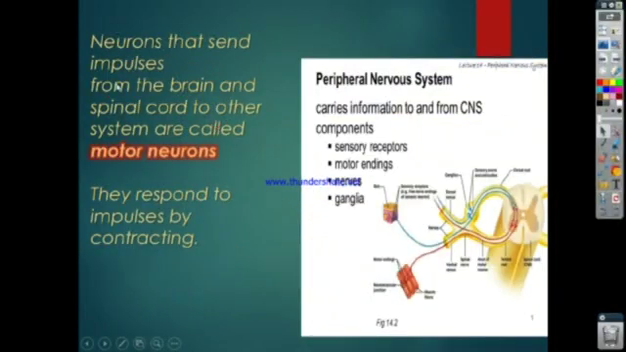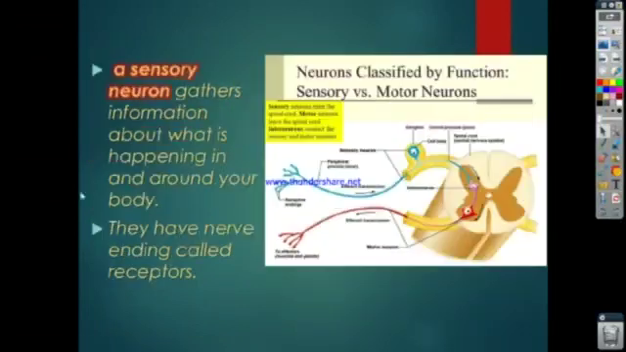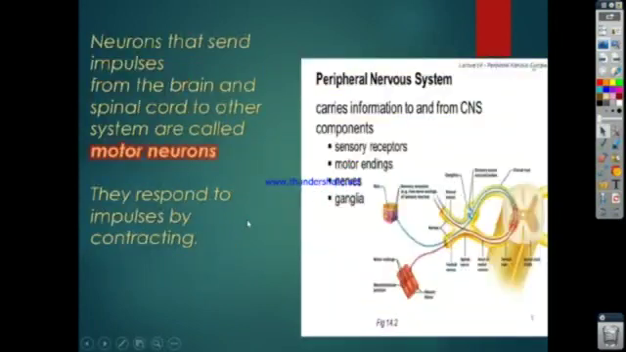Neurons that send impulses from the brain and the spinal cord to other systems are called motor neurons. They respond to impulses by contracting. For example, a motor neuron causes the muscle around your eye to contract when you are in bright light. So we have sensory neurons with those receptors, and motor neurons that respond by contracting.